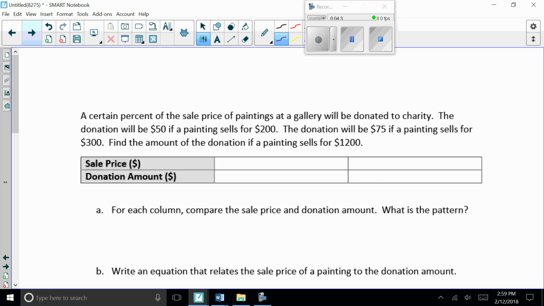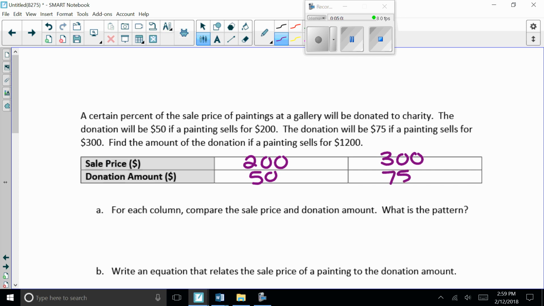A certain percent of the sale price of a painting at a gallery will be donated to charity. The donation will be $50 if a painting sells for $200. The donation will be $75 if a painting is sold for $300. Find the amount of the donation if a painting sells for $1,200. So it gives us some information that we can plug into our table. I'm going to pair the first two numbers together. So the sale price is $200, the donation would be $50. The sale price is $300, the donation is going to be $75.